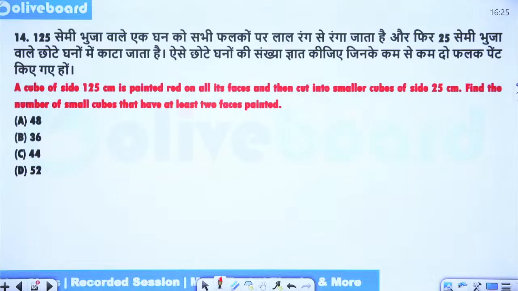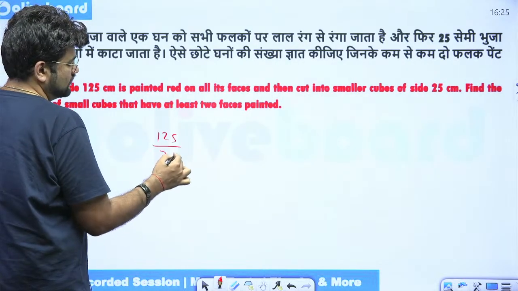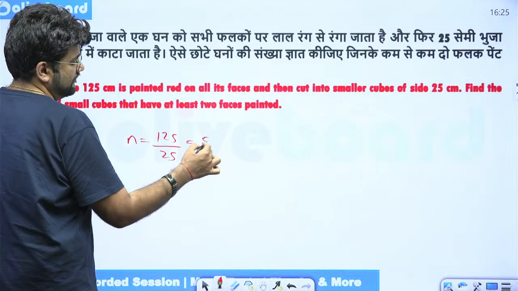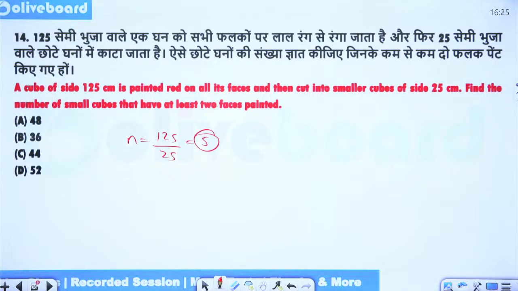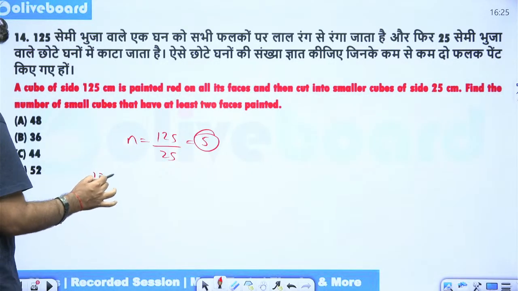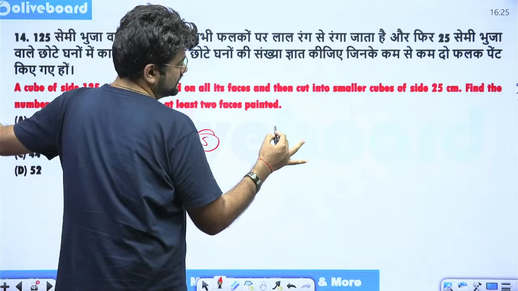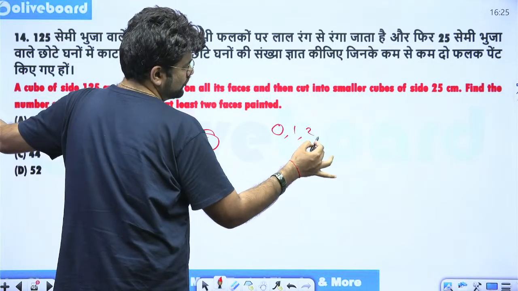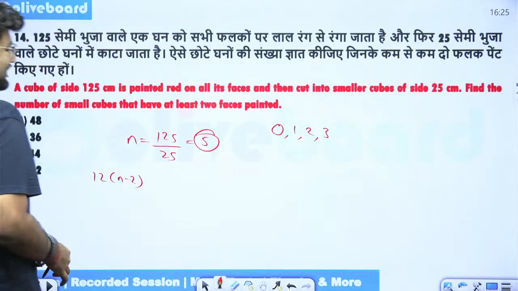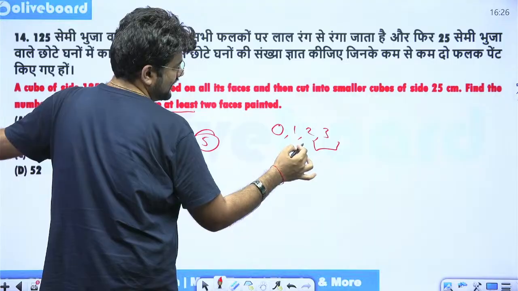A cube of side 125 cm is painted red on all its faces and then cut into smaller cubes of side 25 cm. If the longer side is 125 cm and the shorter side is 25 cm, what is the value of n? The value of n is 5. Okay. Find the number of small cubes that have at least 2 faces painted. 12 into n minus 2 counts only 2 faces painted. What are the numbers of faces which can be painted? 0 faces, 1 face, 2 faces, 3 faces. That's the max. And they are saying at least 2 faces. That means minimum 2 faces have to be there. More than 2 are allowed, but less than 2 are not allowed.